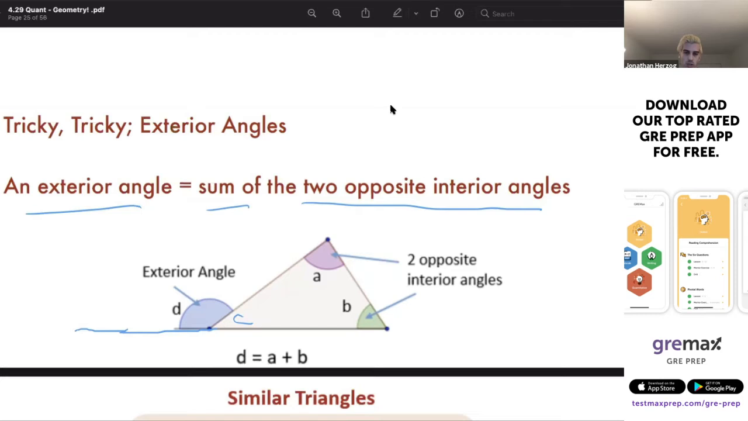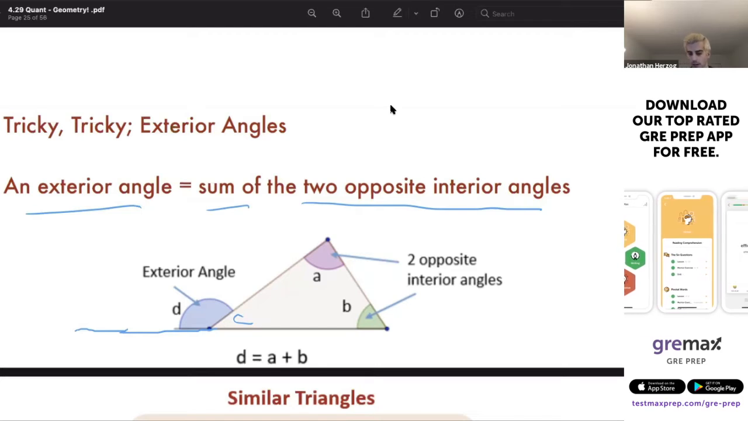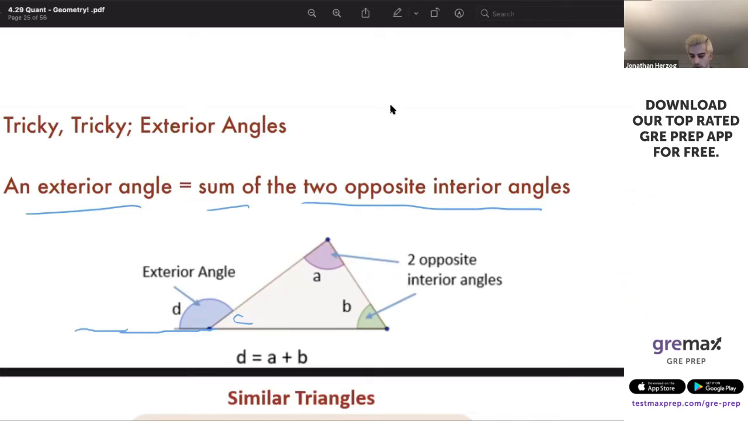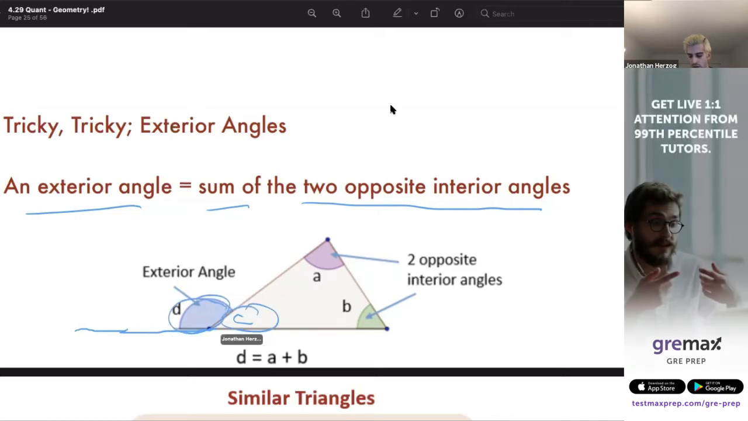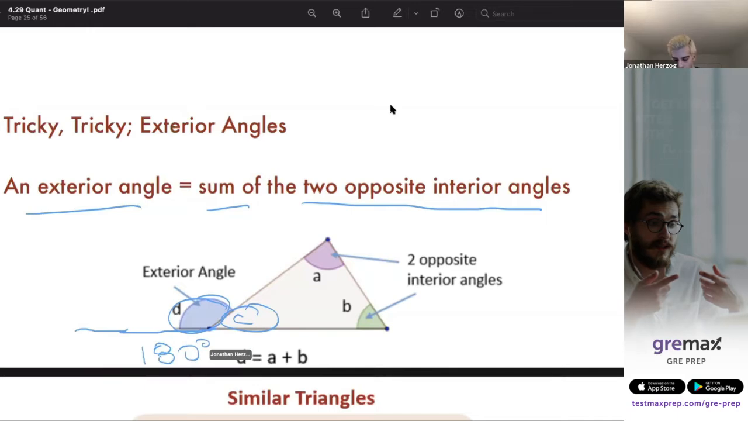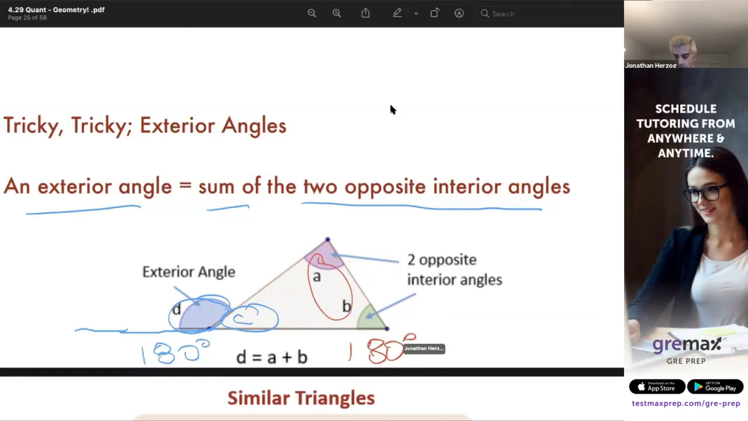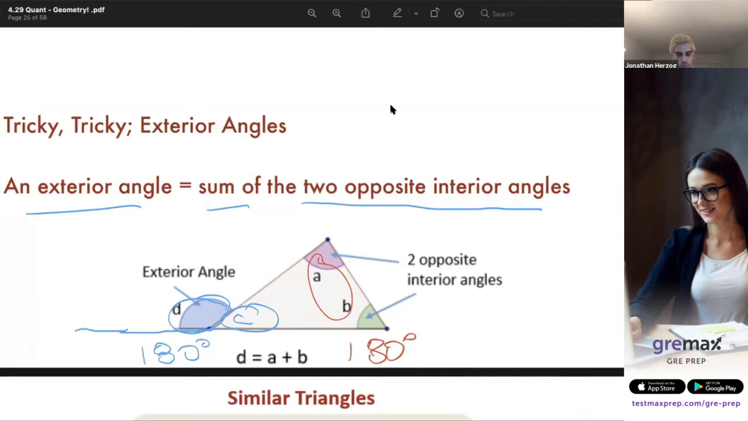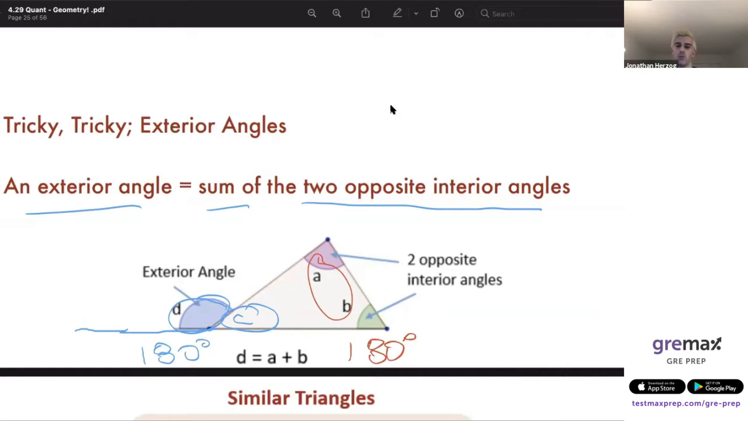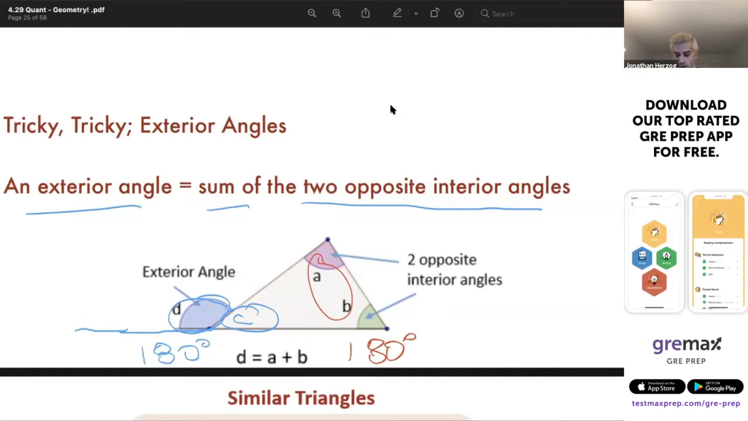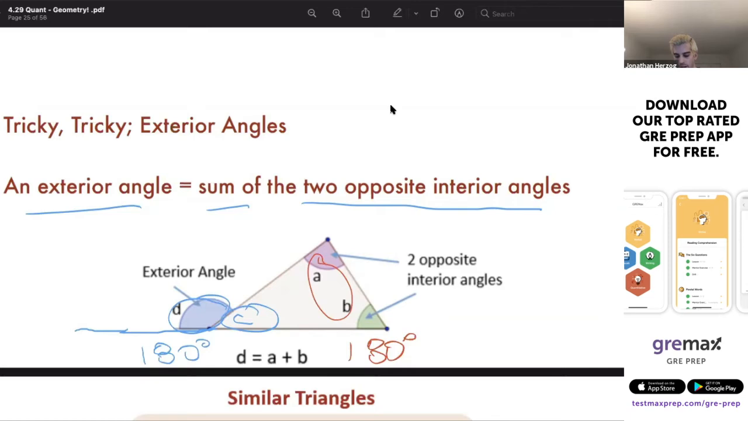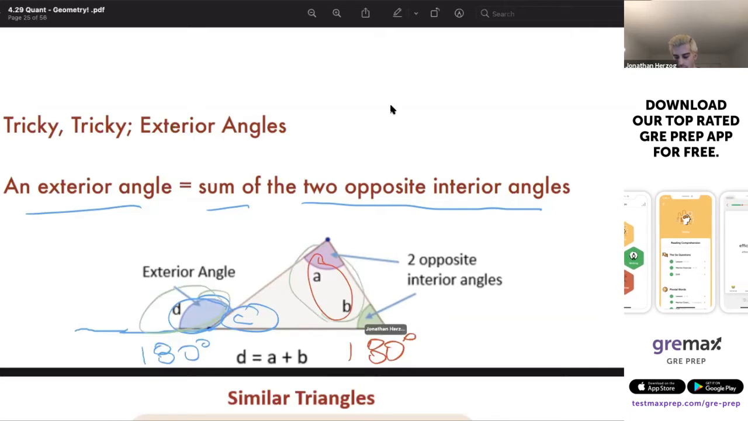D and C are supplementary, so together they add to 180, right? So whatever's here plus whatever's here is equal to 180, because 180 is a line. Hold on, whatever is here, angle C, plus whatever is here is equal to 180, because that's how many degrees are in a triangle. So without even doing any math, which is the best way to approach the quant section, don't do computation, do quantitative reasoning. Hey, this has got to equal that.